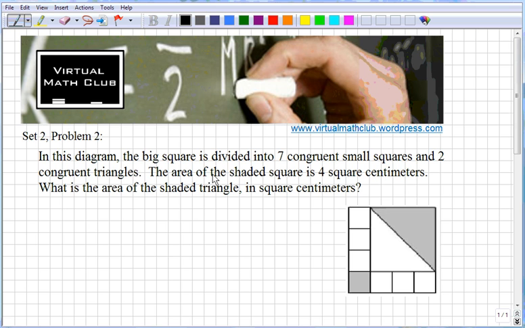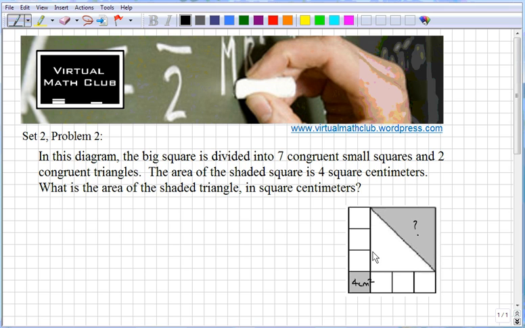And the area of the shaded square is 4 square centimeters. And what is the area of the shaded triangle in square centimeters? So they give us this. They give us that this is 4 centimeters squared. And they're asking for what is this area.